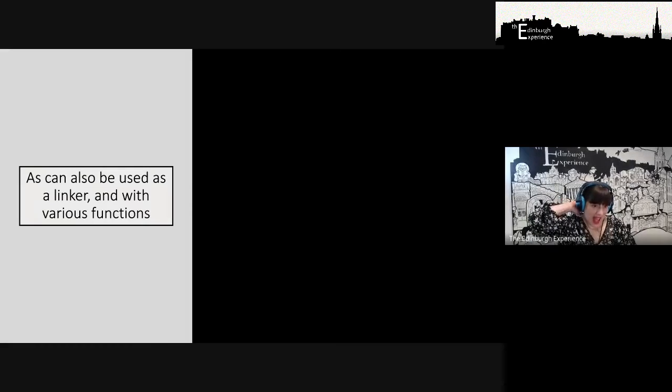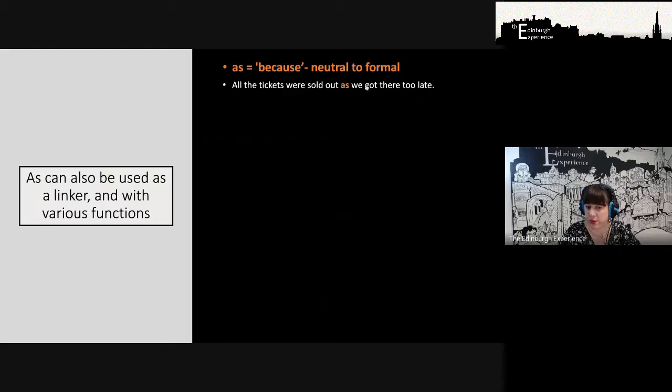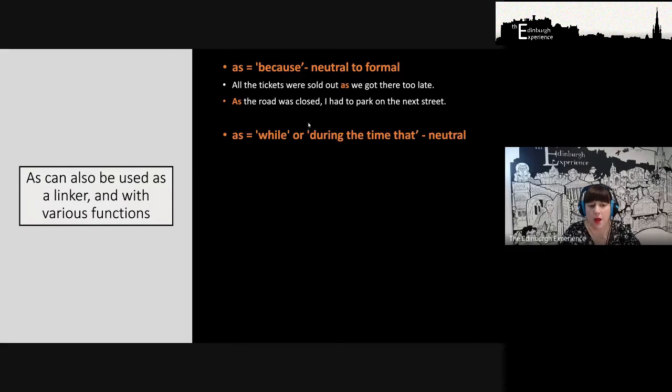So, as is also used as a linker. And what can make it really confusing as a linker is that it's got lots of different functions as well. So we'll see as being used as because in a neutral to formal register. So, all the tickets were sold out as we got there too late. I can substitute that with because. It will have the same meaning, okay? As the road was closed, I had to park on the next street, because the road was closed. And it's exactly the same, okay?